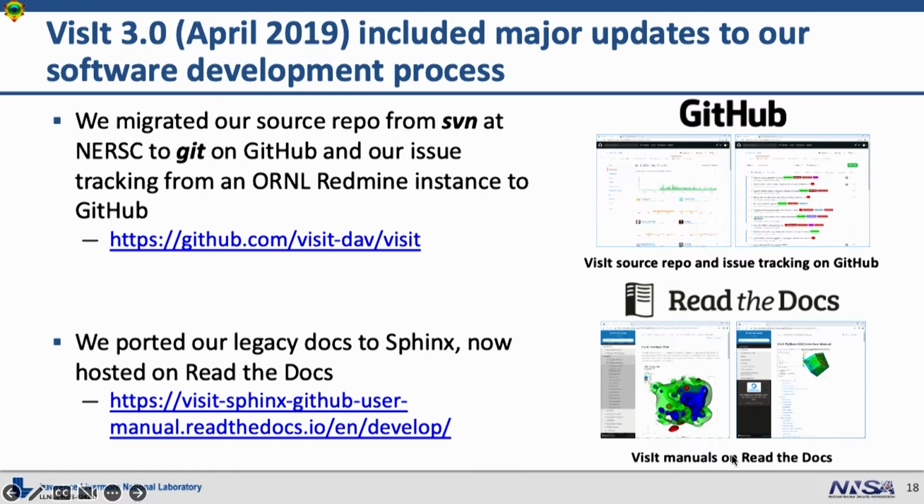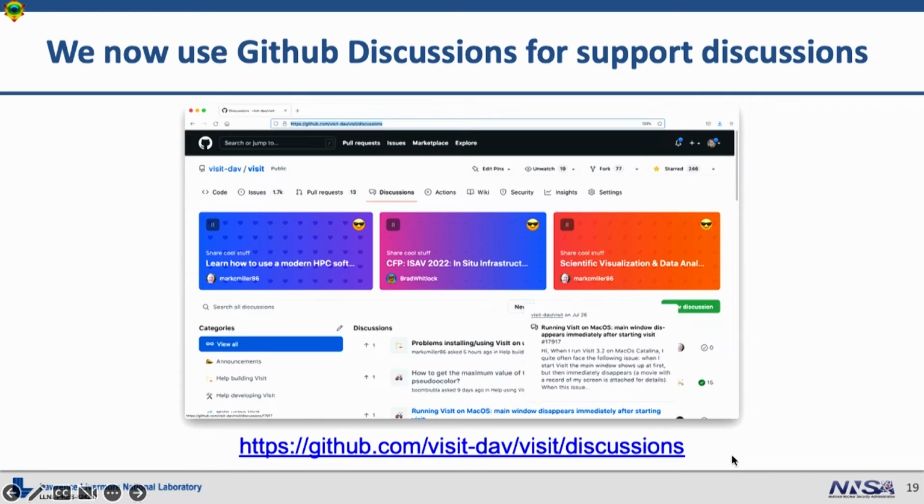I mentioned this already, but VisIt 3.0 was a big change in process for us. We migrated all of our stuff to GitHub, and we migrated our old manuals, our old issue trackers, our old source, all that stuff. So everything's on GitHub now. It's under the VisIt-DAV organization. And we're using GitHub Discussions for user support, which has been helpful. It's nice to be able to share answers with other folks easily.